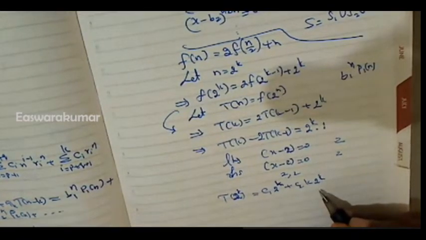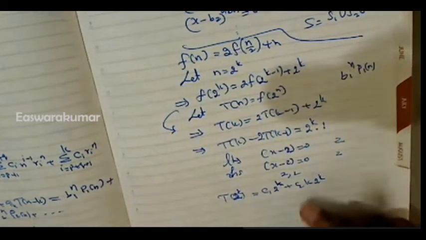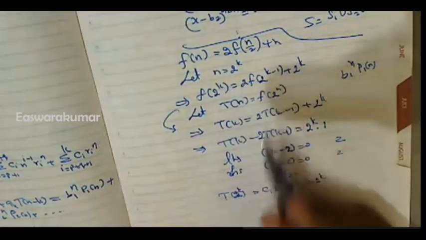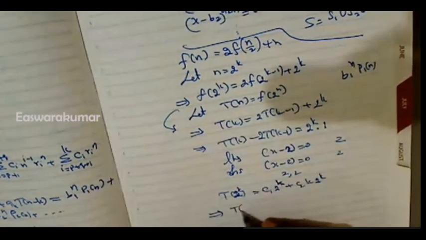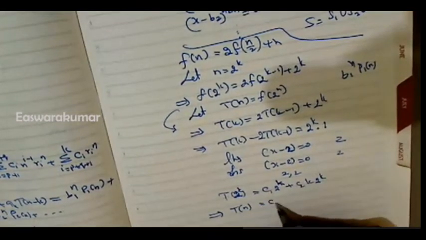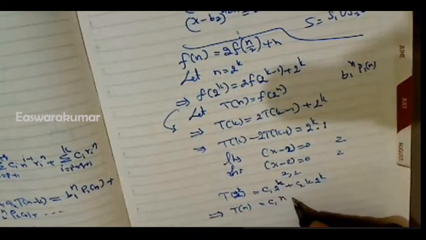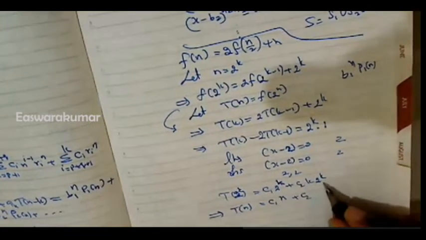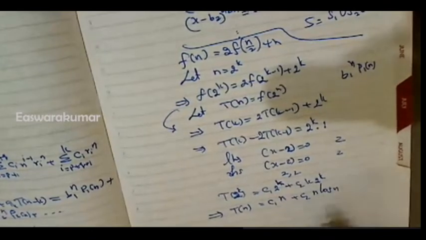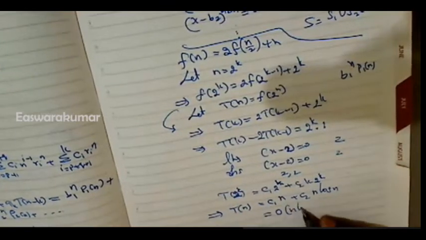But what do we want? We want the value in terms of n, because in the original problem n is the size of the input. So we have to substitute back. If you put n equal to 2 power k again, then t of n is c1 times 2 power k, which is n, plus c2 times k times 2 power k, which is n, but k is equal to log n. So it is n log n, which is order of n log n.